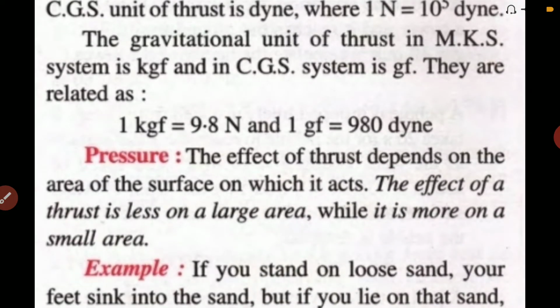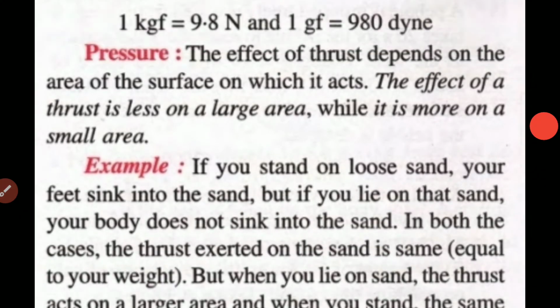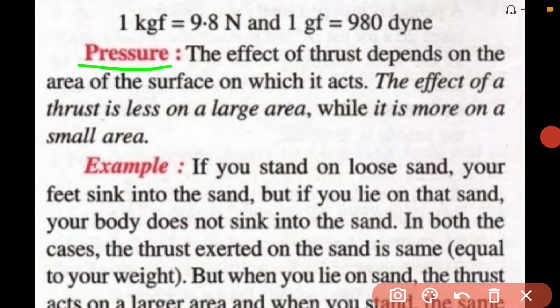Now the next topic which you need to do is pressure, right? The effect of thrust depends on the area of the surface on which it acts. The effect of thrust is less on a large area while it is more on a small area. So what is pressure here? It is the effect of thrust, right? It is the resultant of thrust. So pressure is the effect of thrust, which depends on what? The area. Let us take the previous two examples.